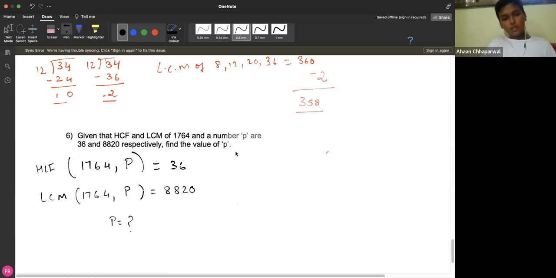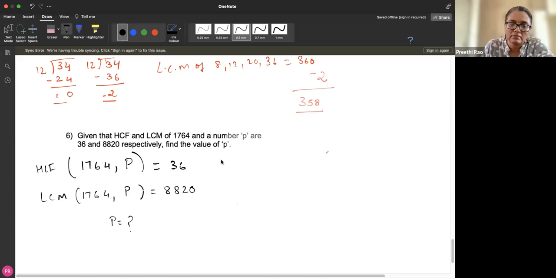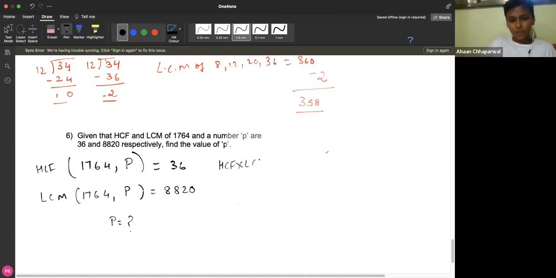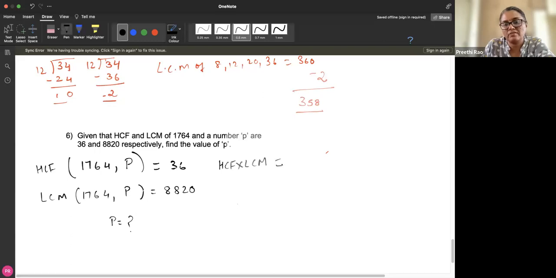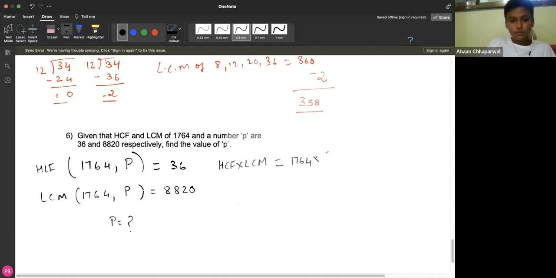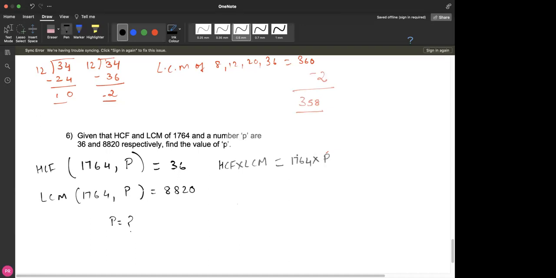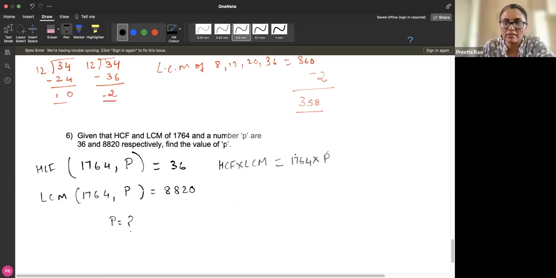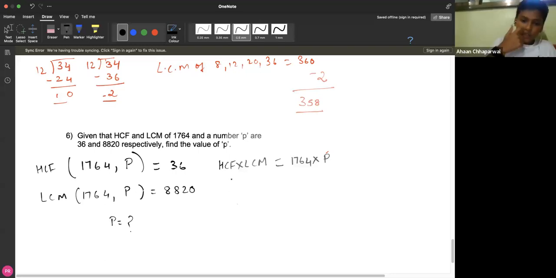Ma'am, it is said that the multiplication of the HCF and the LCM is equal to the multiplication of the two numbers. So you're saying the product of HCF and LCM is the same as the product of the two numbers. Yes, ma'am. Hold on, Saket. Let Ahan finish it. So, ma'am, we know that the HCF and the LCM are 36 and 8820 respectively.